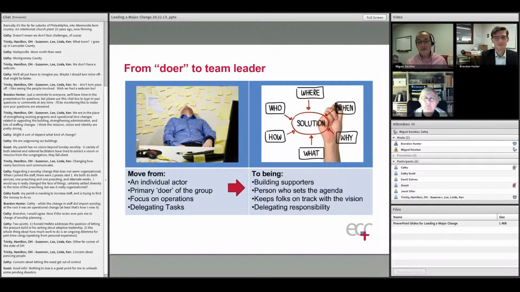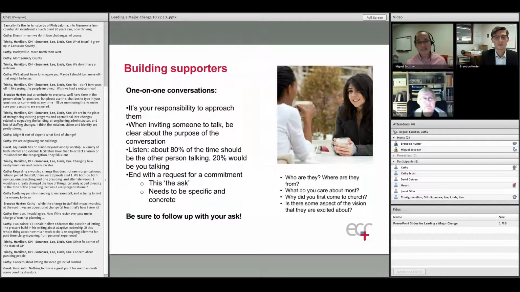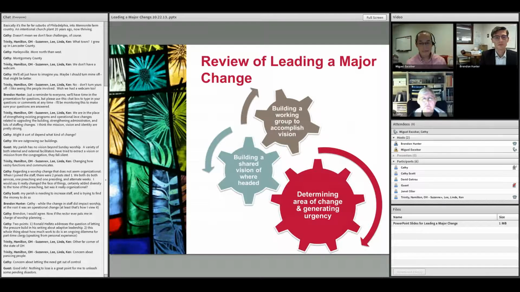Your role becomes much more about reminding people of what the original vision is. It's about continuing to do the work of building supporters, going back to that first principle: never underestimate the power of inertia. You're always going to have to be convincing people that a major change is needed, and learning to delegate responsibility in this. We've kind of covered this already, so let's skip that and move here.